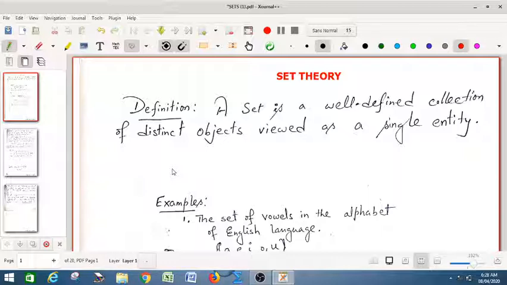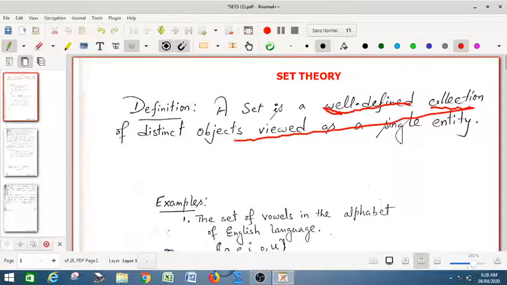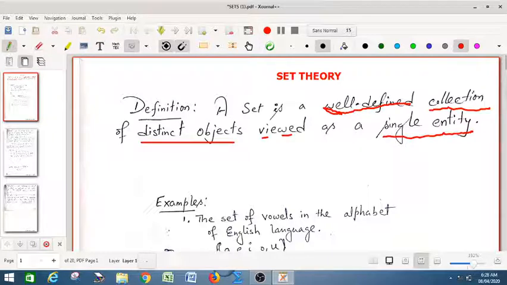It is given by Cantor, a famous German mathematician. A set is a well defined collection of distinct objects viewed as a single entity. So, look at the term well defined collection of distinct objects. These are the very important concepts: collection of distinct objects and the single entity. So, well defined. I will just elaborate the words.